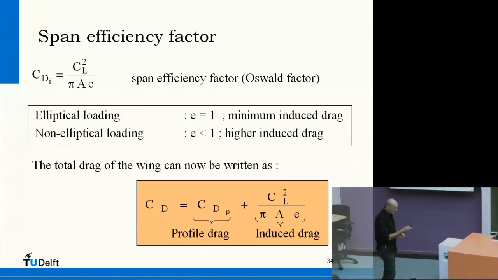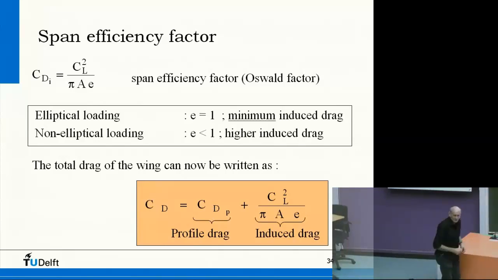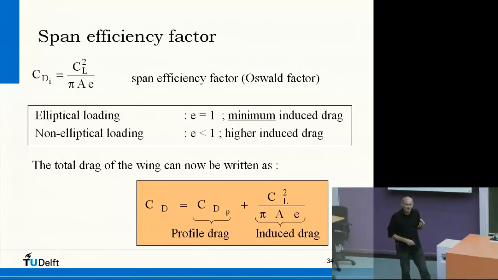So if we look at the total drag of a wing, then it's not only the profile drag, and profile drag consists of pressure drag and friction drag. It's not only the profile drag, but it is also the induced drag as a result of the fact that it's not an infinite wing.